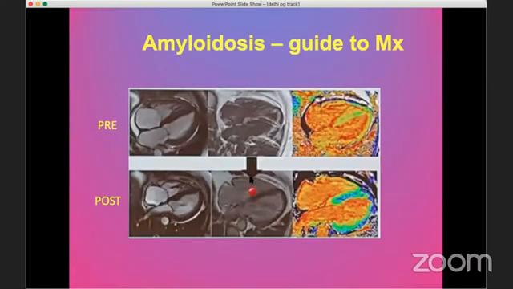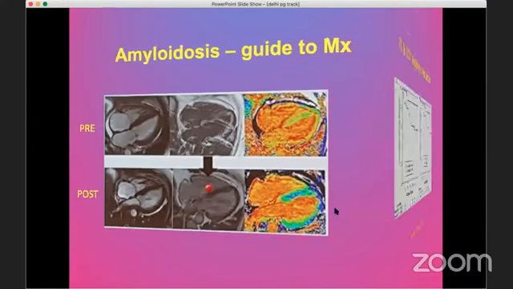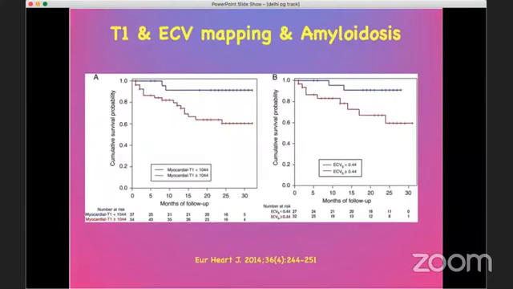And this is a nice case to show you the typical morphological appearance of amyloid, the interstitial deposition of amyloid, the T1 or ECV map of amyloid, which is high. And then after bortezomib therapy in this patient and steroid, we found that the ventricles have become near normal. There is hardly any gadolinium deposition, and the ECV is slowly returning to normal, showing you that the MR is a good tool to actually look at these patients.